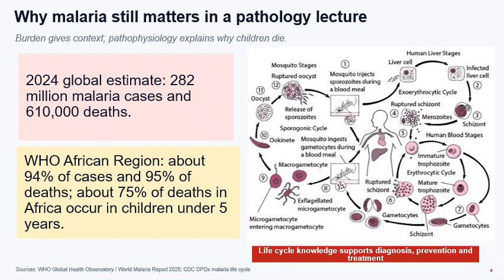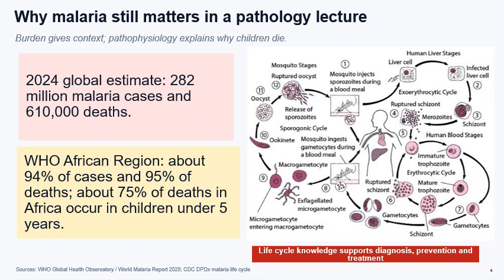The most recent WHO estimate for 2024 was about 282 million cases and 610,000 deaths worldwide. Roughly 95% of the global burden is in the African region, and children under 5 account for about 3/4 of malaria deaths in that region. Those numbers give us context, but pathology will tell us why an apparently familiar febrile illness becomes a rapidly fatal multi-system emergency.